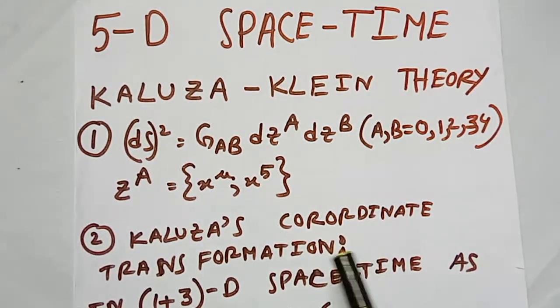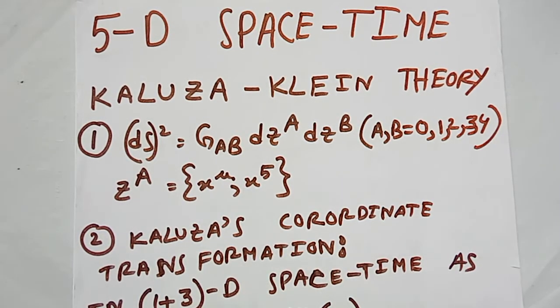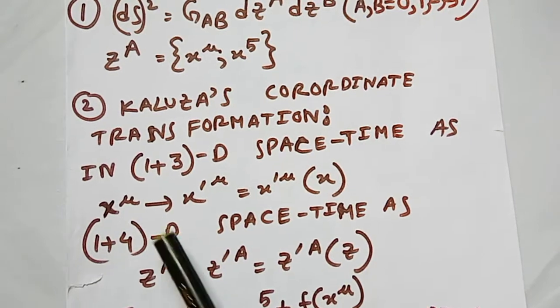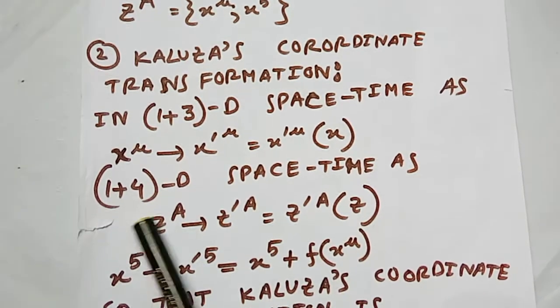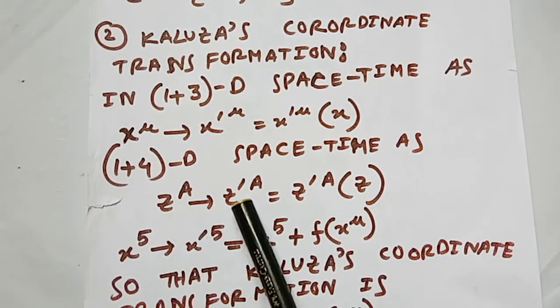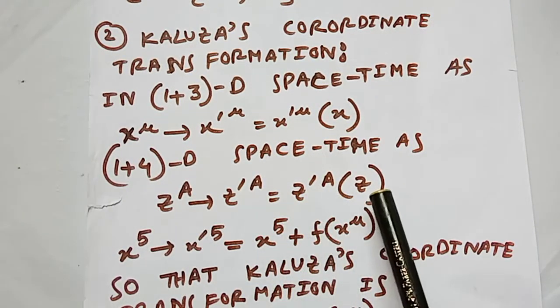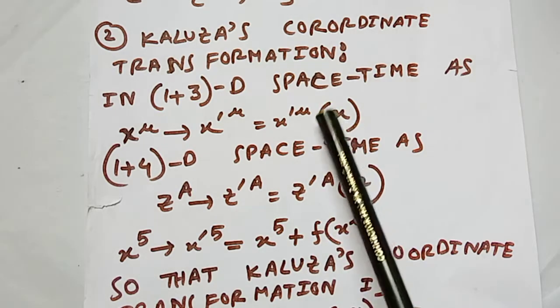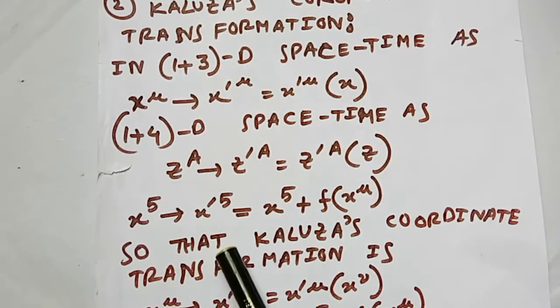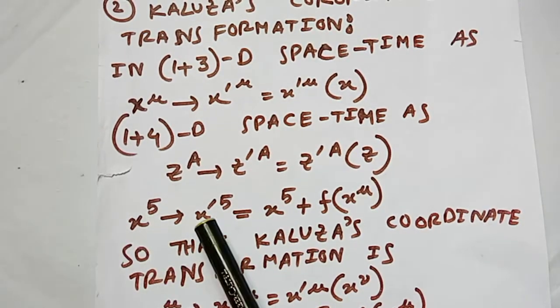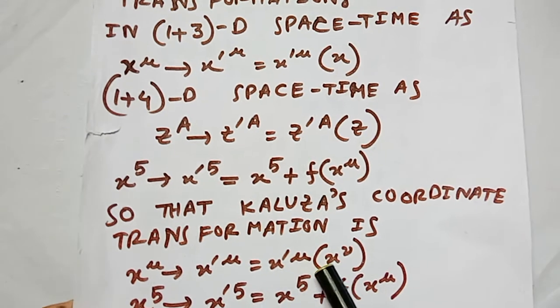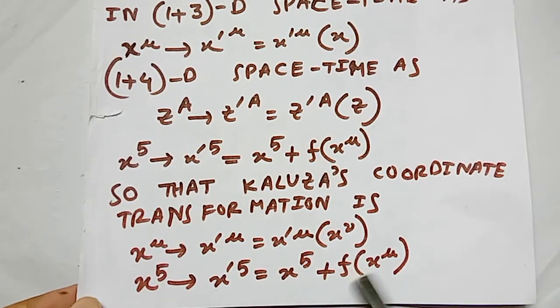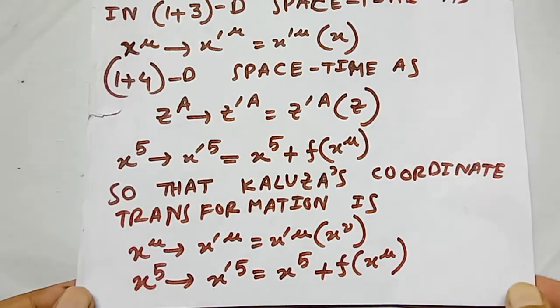The Kaluza coordinate transformation from the 1 plus 3-dimensional space-time is x^mu goes to x'^mu(x), and for the 1 plus 4-dimensional space-time, z'^A(z) is the same as in the 4-dimensional and 5-dimensional cases. Similarly, x'^5 is a function of x^mu and x^5, so that the Kaluza coordinate transformation is x'^mu(x^nu) and x'^5(x^5, x^mu). This is the main logic.